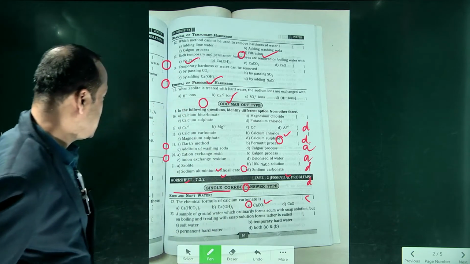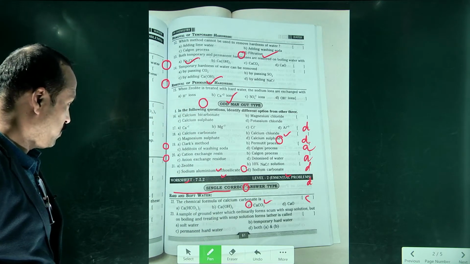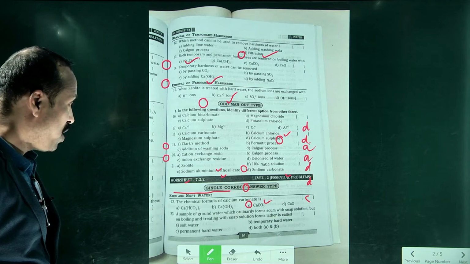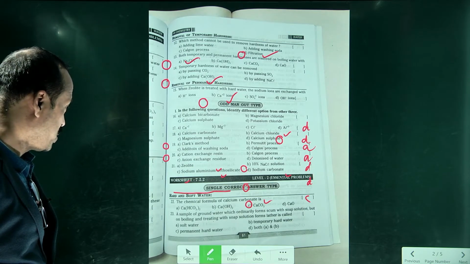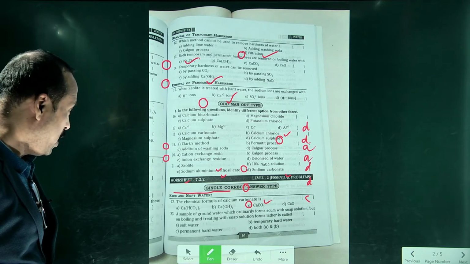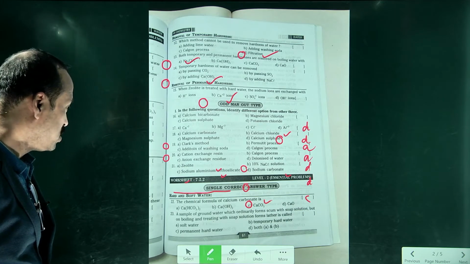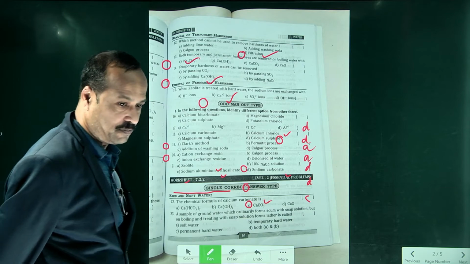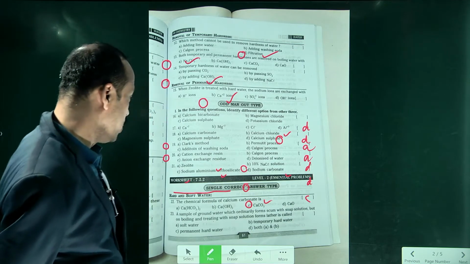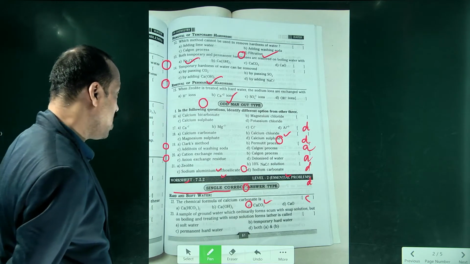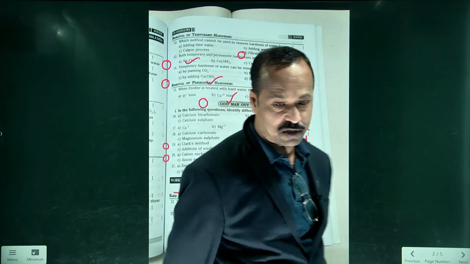Next, a sample of groundwater which ordinarily forms scum with soap solution, but on boiling and treating with soap solution forms lather is called. So see here, a sample of groundwater. We are taking the water from the ground, which ordinarily forms scum with soap solution. Scum means what?